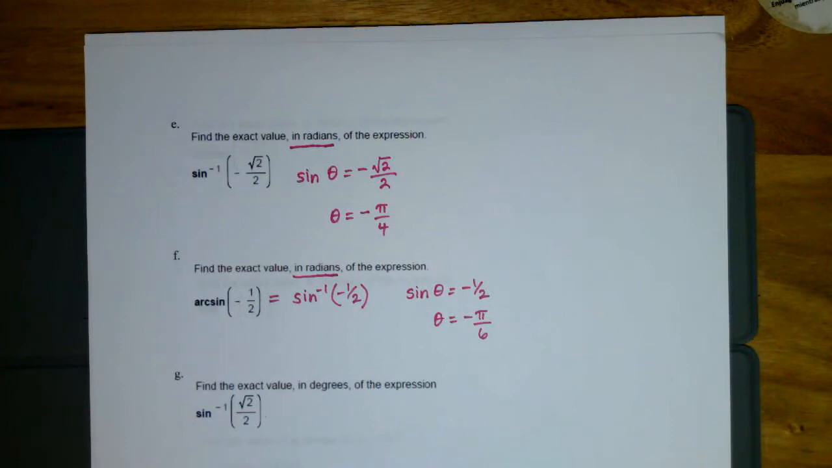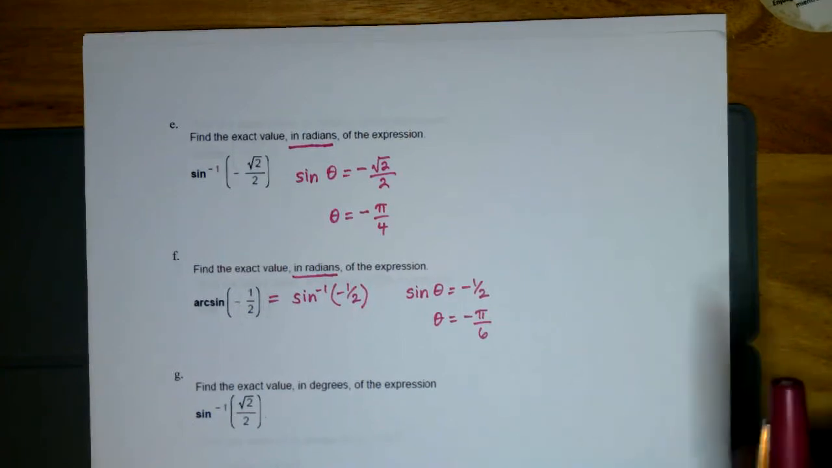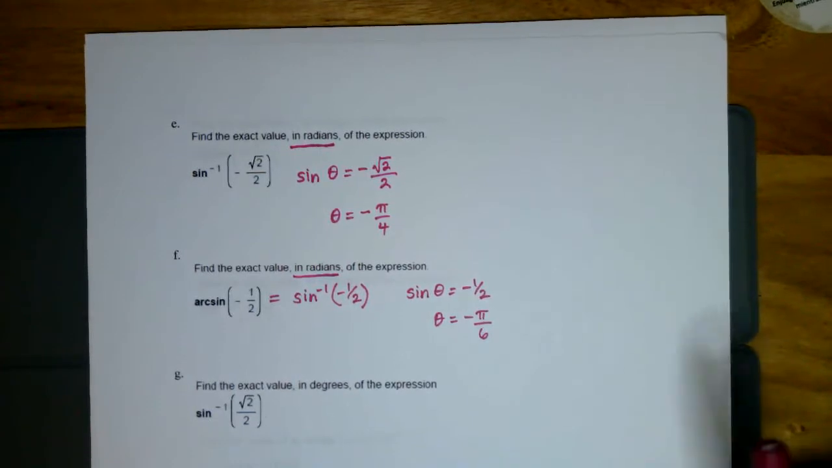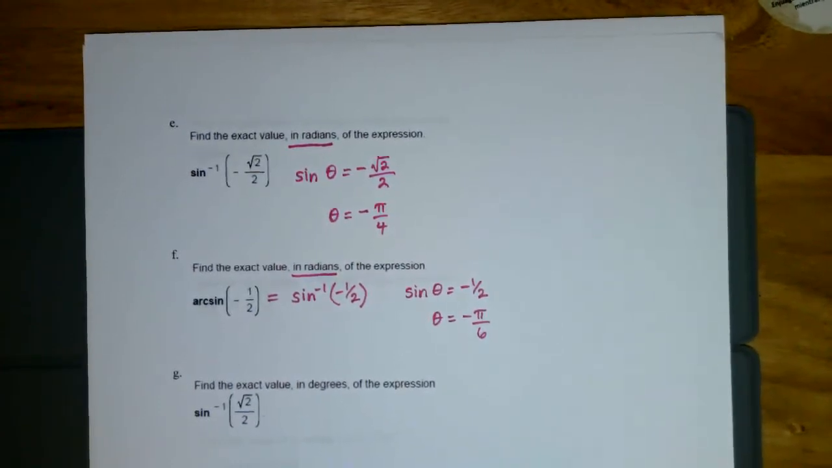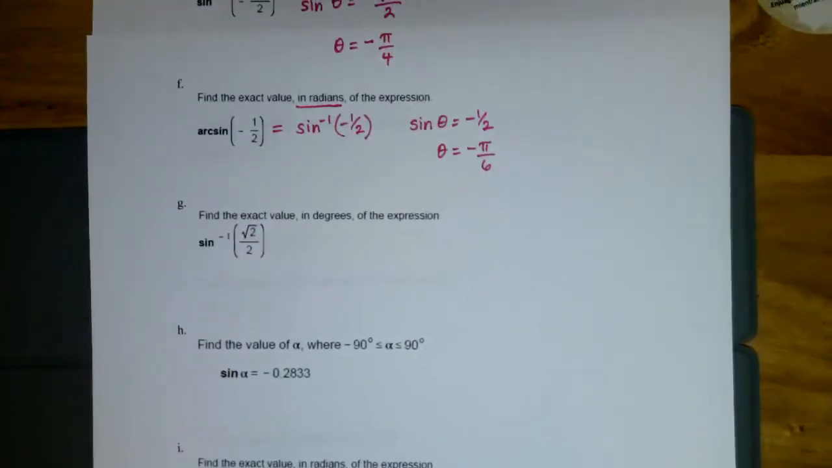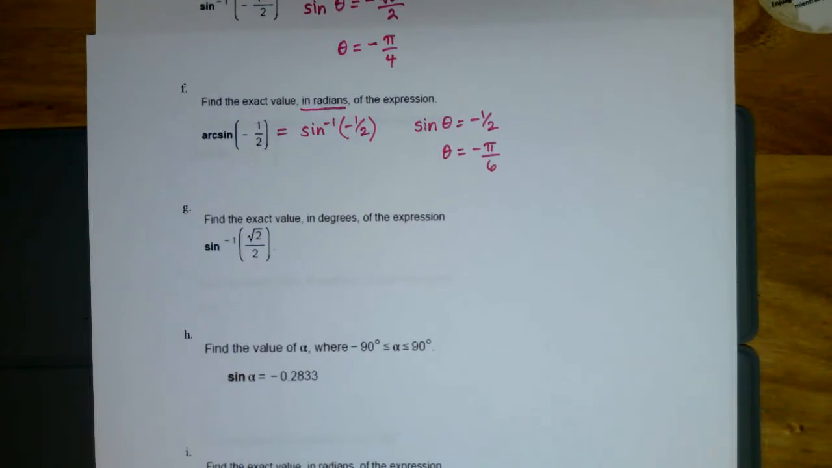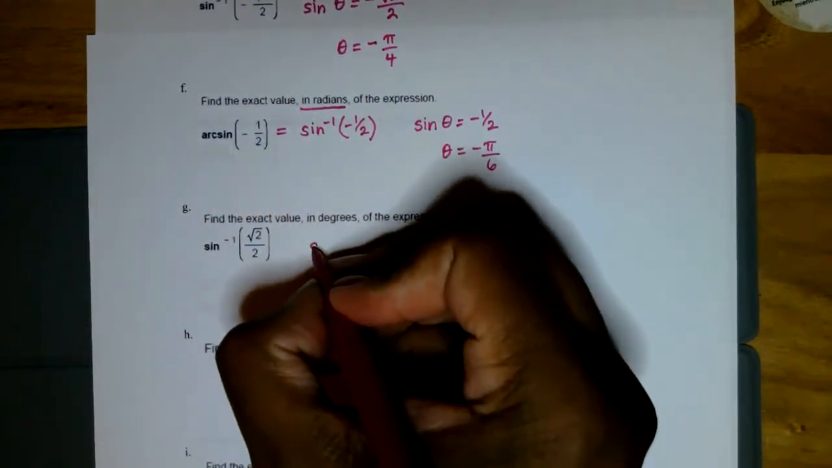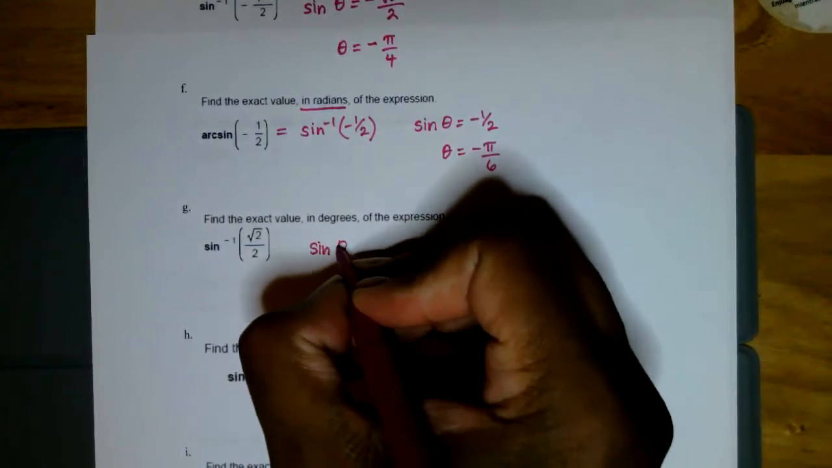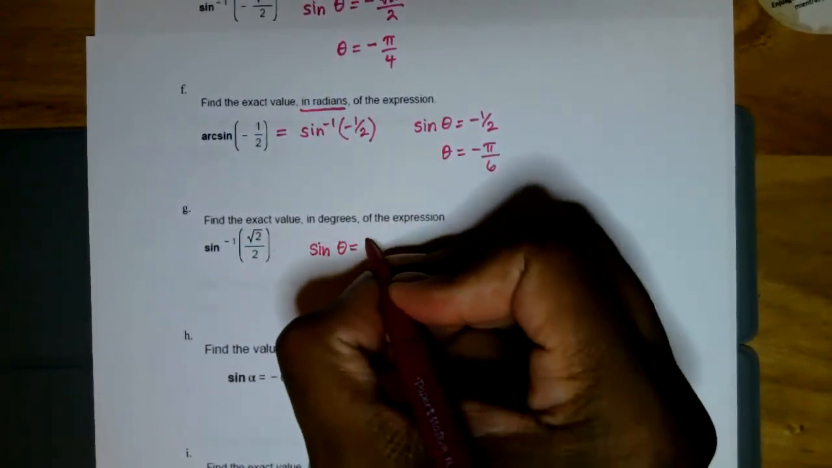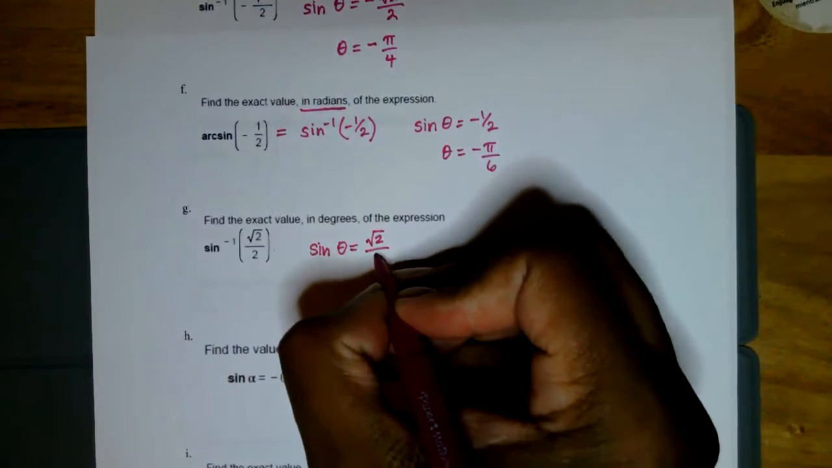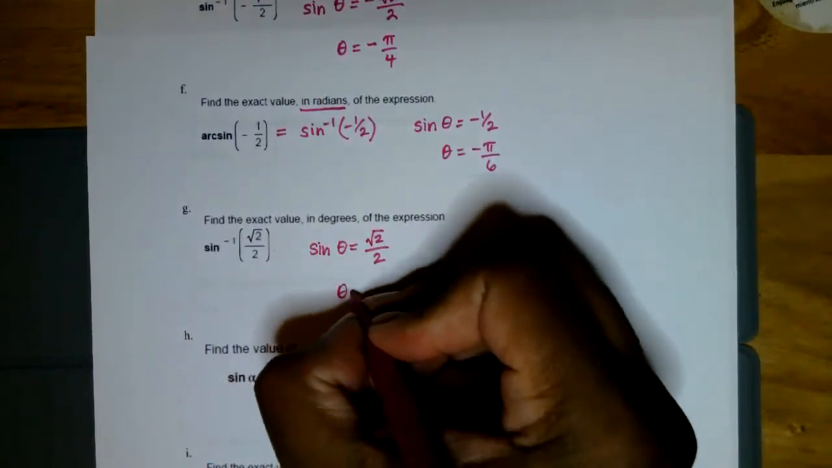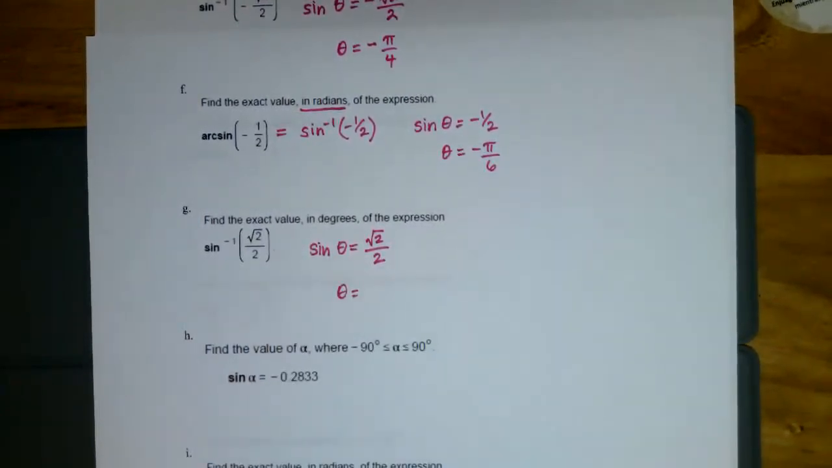Okay, now let's move on to part G. Inverse sine of the square root of 2 over 2. And what that means here is this. I need to find out what the angle theta will be so that the sine of theta will be square root of 2 over 2. So I'm trying to find out what theta is going to be.